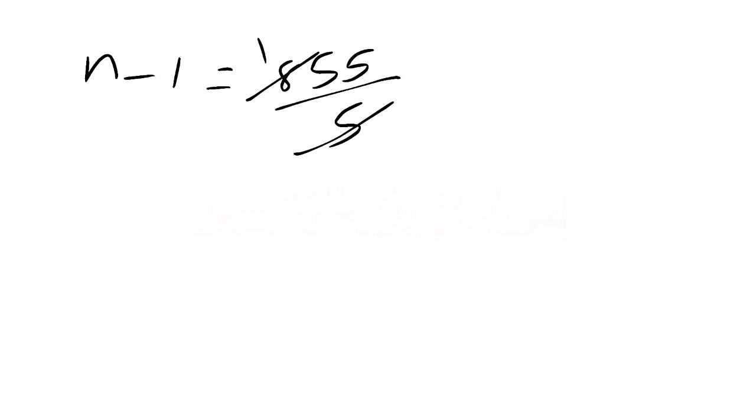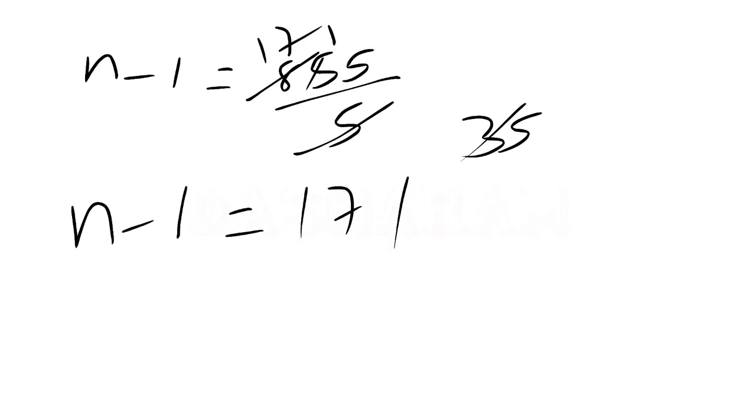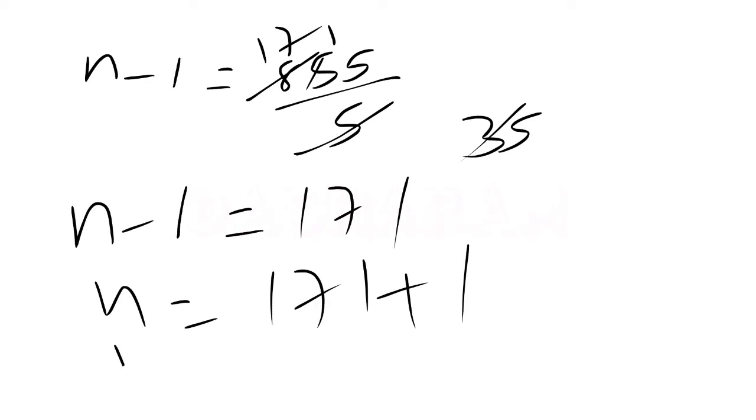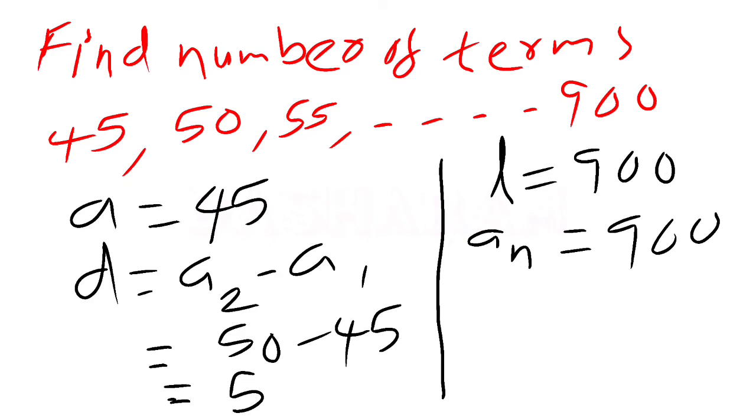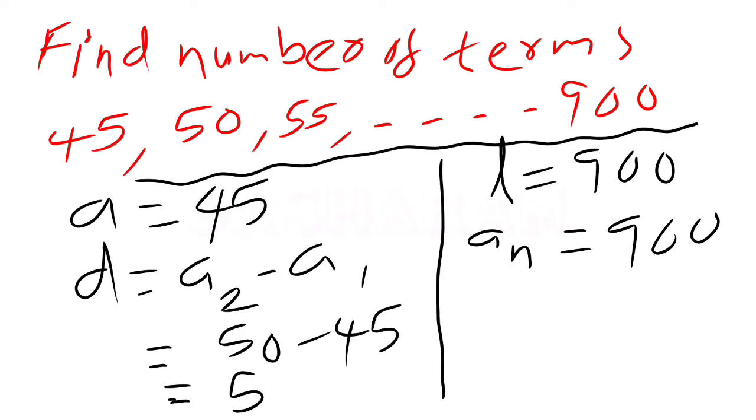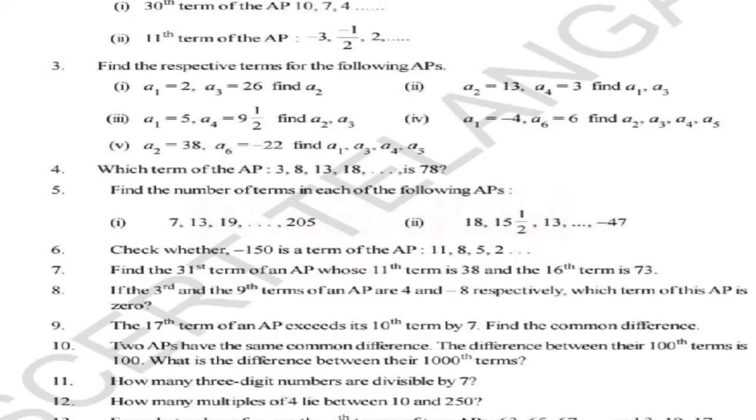5 ones are 5, remainder 3. 5 sevens are 35. Next to 5 ones are 5. n minus 1 equals 171. So then n equals 171 plus 1. n equals 172. So the total number of terms in the given AP is 172.